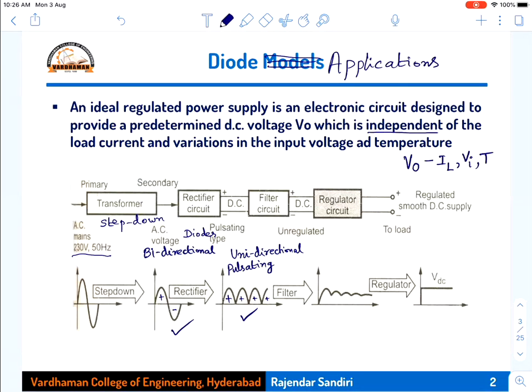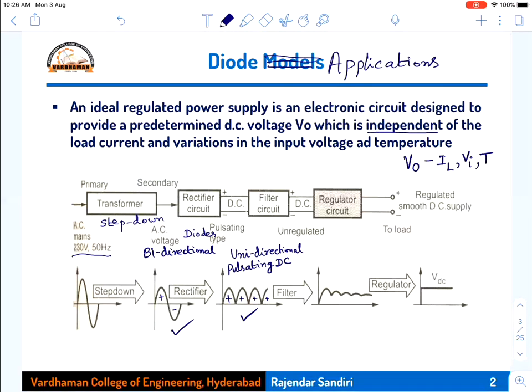Therefore, we call it a pulsating DC. So, a rectifier converts a bidirectional signal into a unidirectional signal, or a rectifier converts AC voltage into pulsating DC voltage. So the purpose of each and every block you should understand.